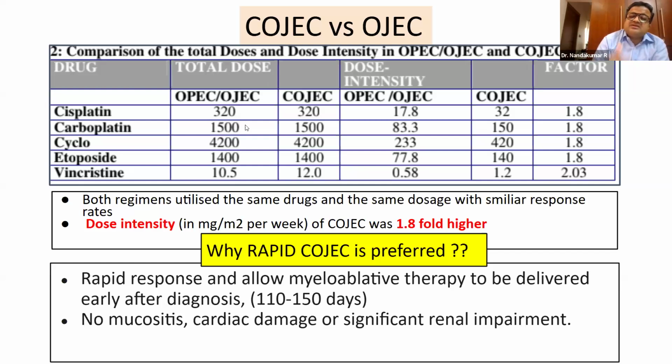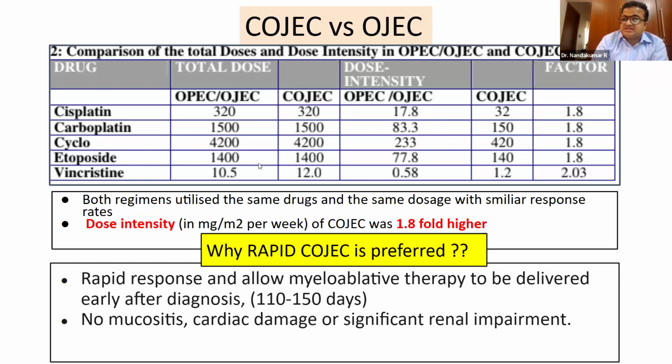So the OJEC is basically a 3-weekly regime wherein you give these drugs at a 3-weekly interval. Whereas rapid COJEC, which is currently the standard of care in most centers, is generally given every 10 days. So this is similar to the dose intensity, wherein every 10 days you cycle these children with chemotherapy. So if you technically see, the intensity of the chemotherapy is quite high in the COJEC group, right?